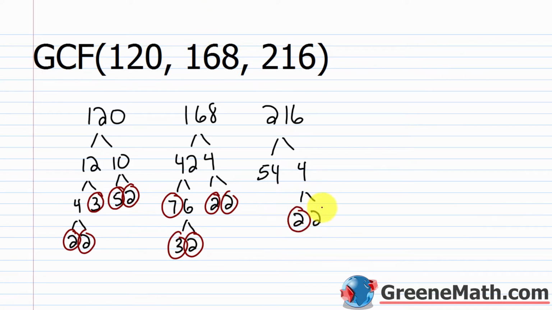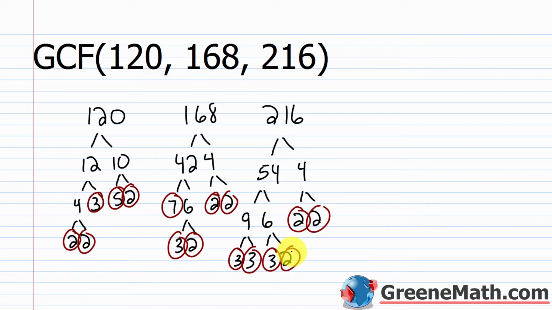And 2 is prime, so we'll circle those. And for 54, I know that's 9 times 6. And 9 is 3 times 3. 3 is prime, let's circle those. And for 6, 3 times 2. Again, 3 and 2 are both prime, so let's circle those.